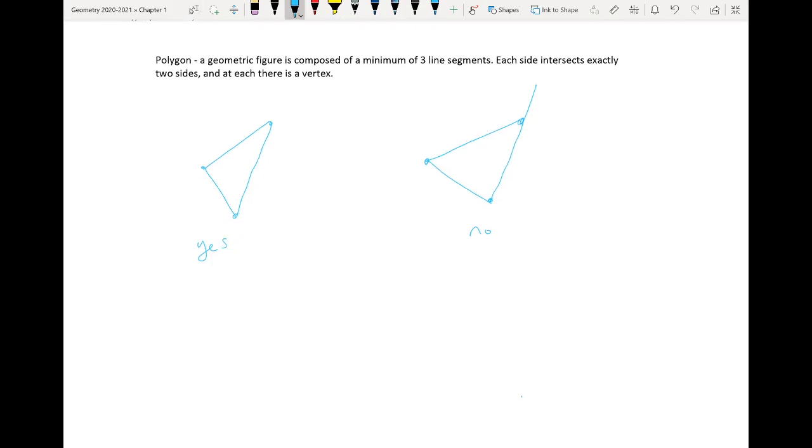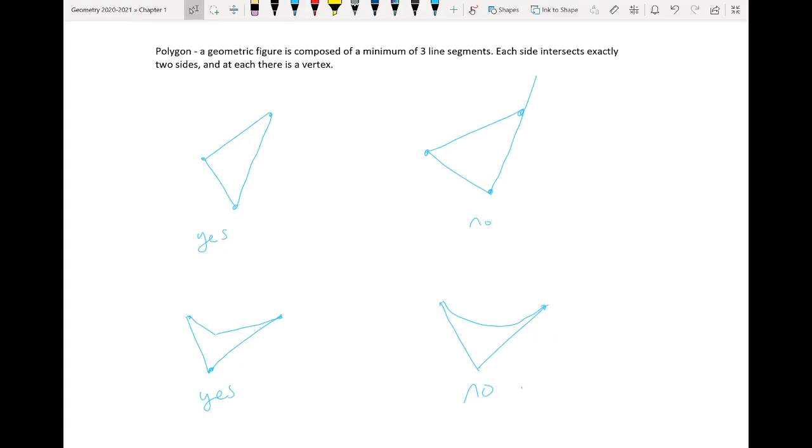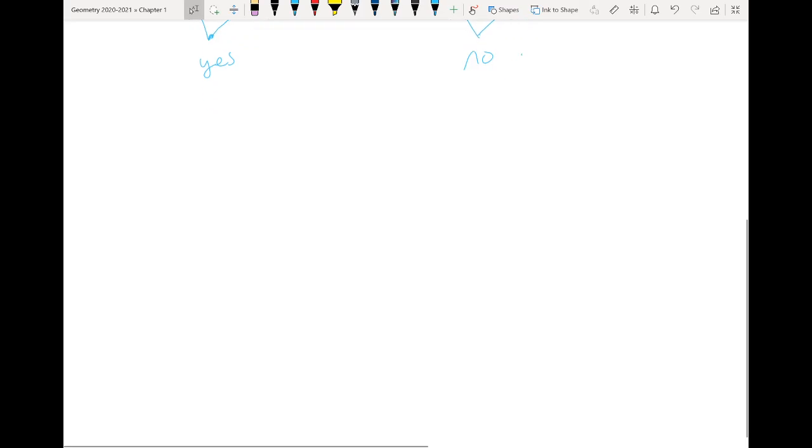Further, I might have a polygon, and again, this is a polygon. It's composed of line segments. It doesn't maybe look like your traditional polygon, but where we have issues is when people want to do something like this, if I were to have a curve, this guy is going to be a no. You have to make sure that you have all line segments. So it intersects with exactly 2 sides. That's one of the issues here. This guy with that overlap up top doesn't intersect with exactly 2.